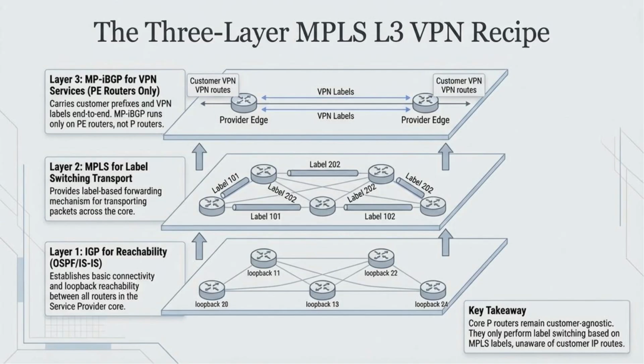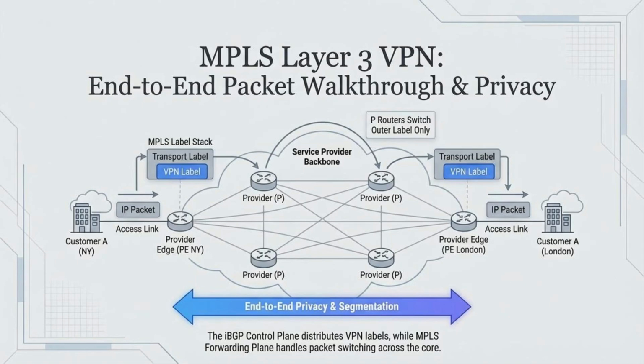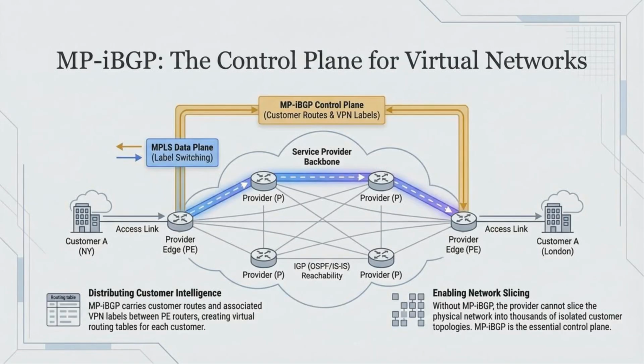When customer A sends a packet in New York, the PE router wraps it in an MPLS label and sends it across the core. The core routers, P routers, have no idea who customer A is. They don't have the customer's routes. They only know how to switch the MPLS label to get to the remote PE router in London. iBGP is the protocol carrying the customer's routes and the associated VPN labels from New York to London.